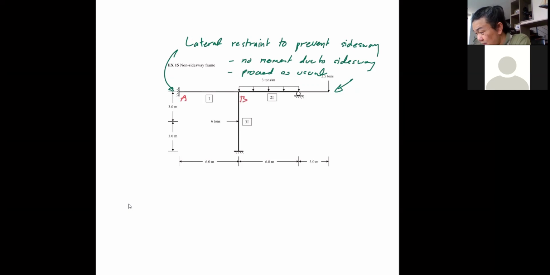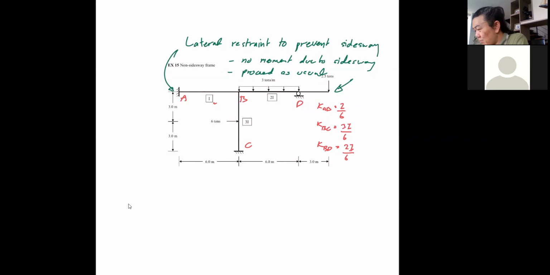So if I say this is A, B, C, and D, my KAB is 4I over 6. My KBC is 3I over 6. And my KBD, so let's move this up a little bit, my KBD is now 2I over 6.